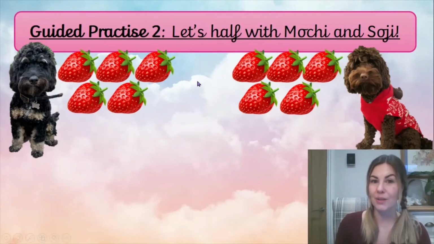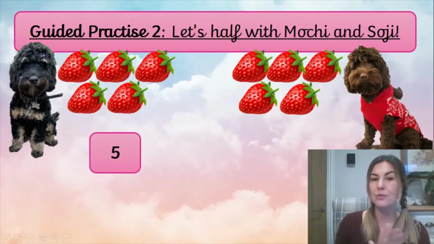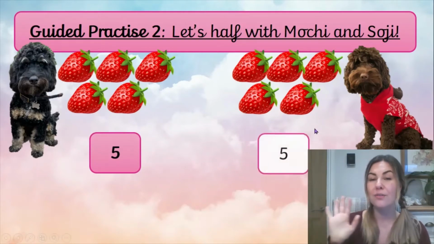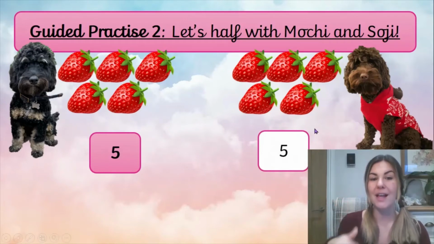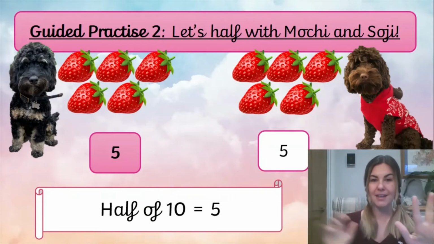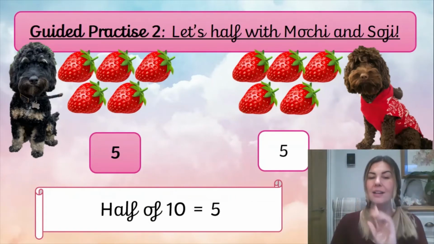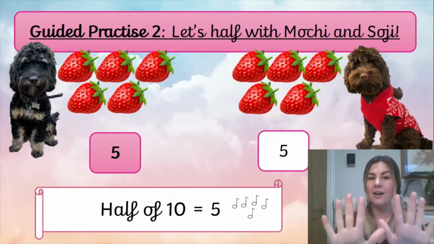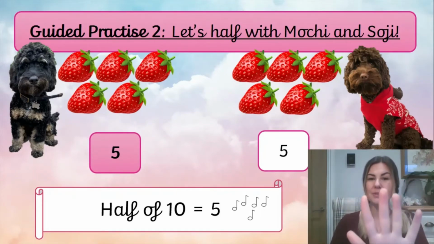Okay, let's go through the answer. Mochi has 5 strawberries. Soji has 5 strawberries. They have the same. They have an equal amount. So we have learned that half of 10 is 5. Let's say it together. Half of 10 equals 5.